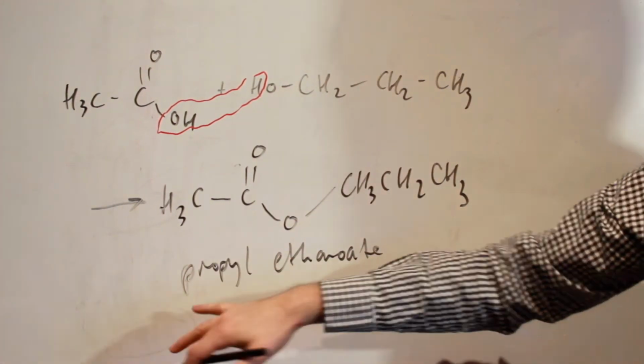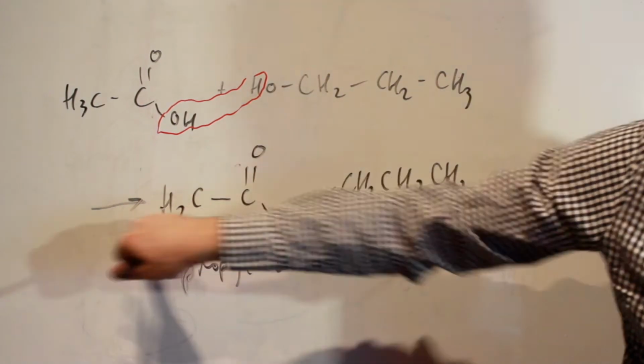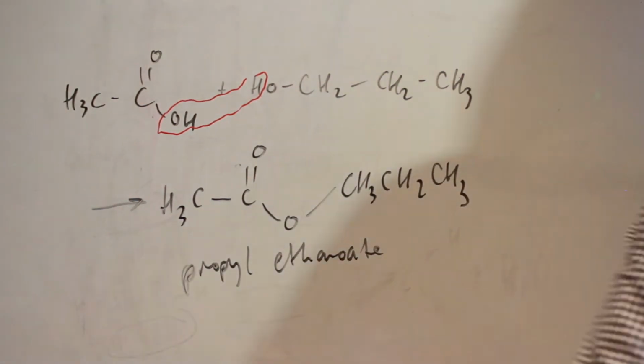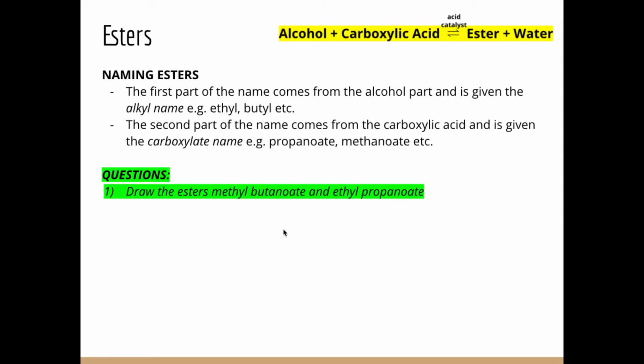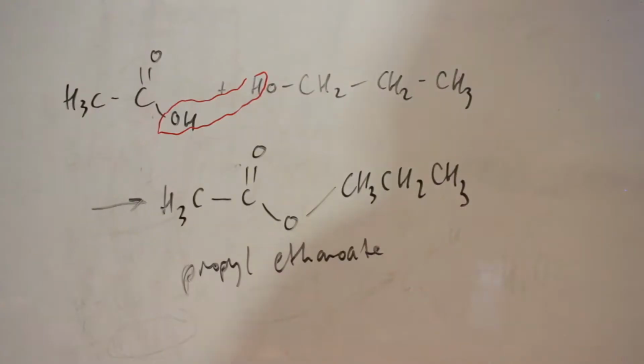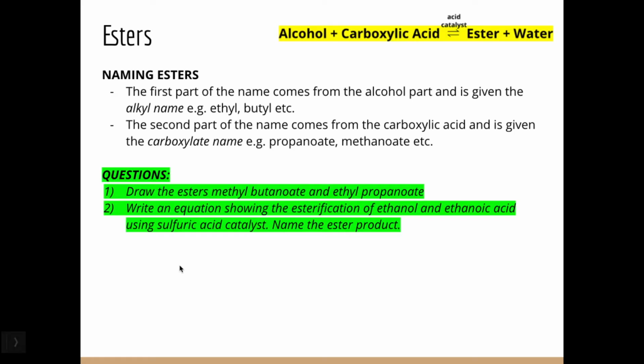And this would be different to ethyl propanoate. In that case, we would have 3 carbons on that side and 2 carbons on that side if we had the ethyl propanoate. Let's see if you can draw some molecules and also write out, like I've done here, a full esterification reaction. Can you draw the esters methyl butanoate and ethyl propanoate? I gave you a hint for that one just before. Then can you write an equation showing the esterification of ethanol and ethanoic acid using sulfuric acid catalyst? Name the ester product using these rules up there.